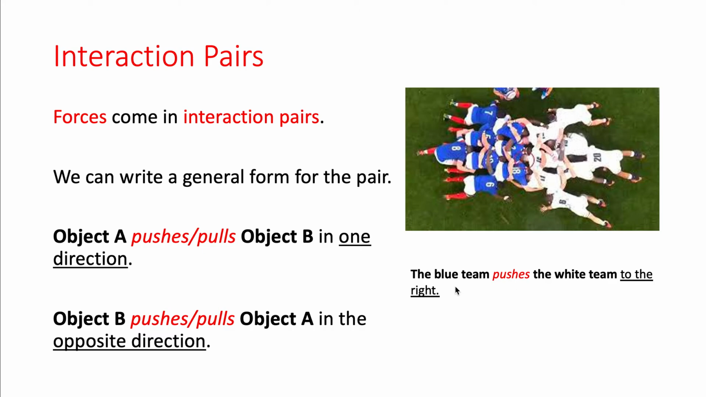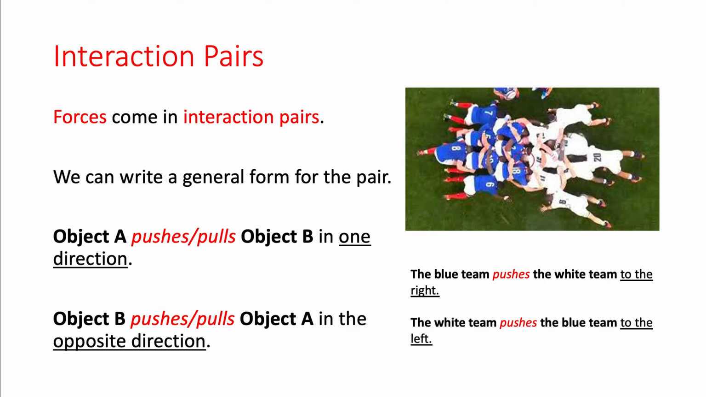Okay, so in this case, we had blue and white. So we're going to switch around white and blue. Pushes stays the same because it's the same type. And then the direction becomes opposite. In other words, the white team pushes the blue team to the left. We compare the sentences: blue, white; white, blue. Pushes is the same, direction is opposite. And that's our interaction pair. As I've said, there are many other forces here. However, this is the interaction pair.